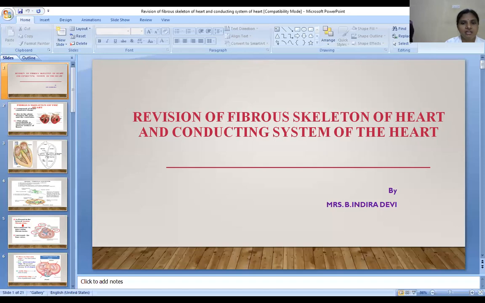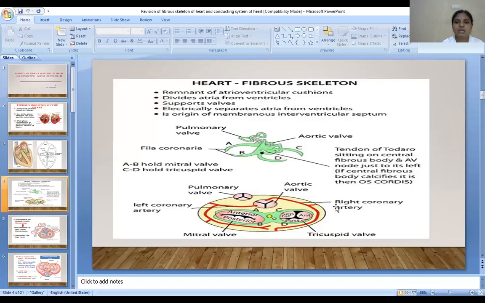Hey, good morning, everyone. So today we are going to revise the topic fibrous skeleton of the heart and what are the different component parts of the conducting system of the heart. Okay, so already it is completed. So discuss what are the different components and what is the framework of this fibrous tissue within the heart. Okay, so we are going to see what are the different parts.